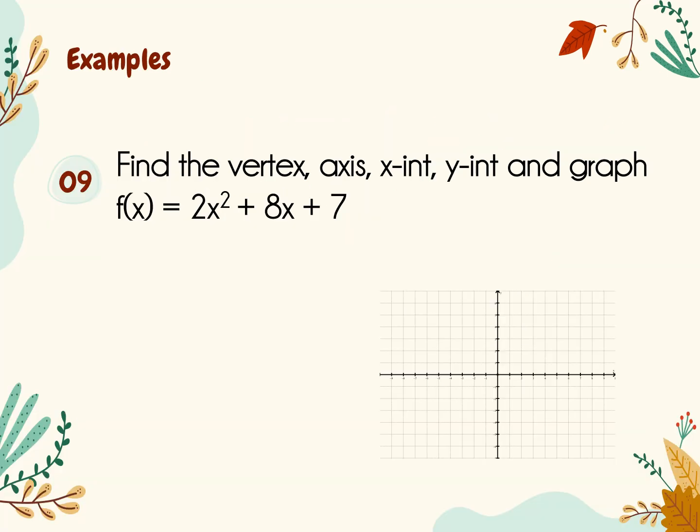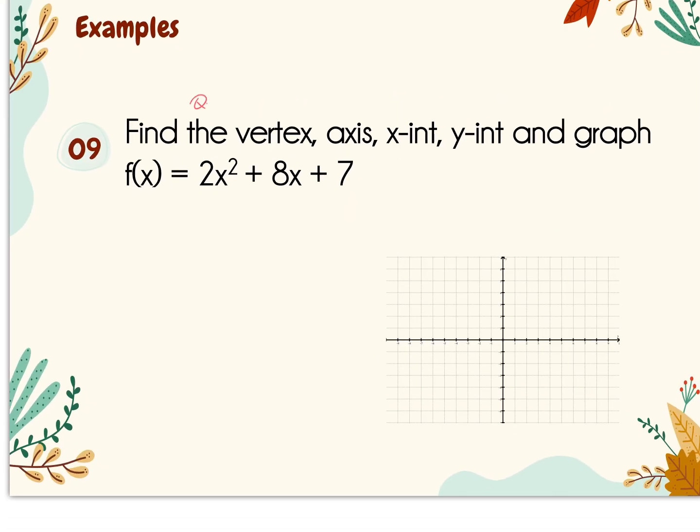Again, more of the same type of question. Again, it's given to me in quadratic form. And so I know my a equals 2, my b equals 8, and my c equals 7. So once again, if I'm going to find my vertex, I'm going to first identify the x value. x equals minus b over 2a. So minus 8 over 2 times 2, minus 8 over 4, or minus 2.